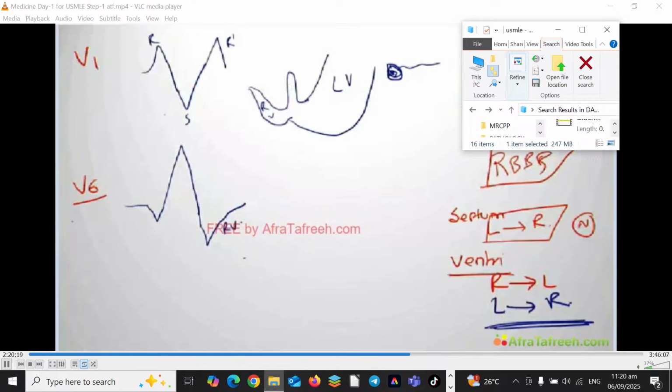Getting it? It is the same concept. There you had two positives. Here you have two negatives. There it is called the M pattern. And here it is called the W pattern.